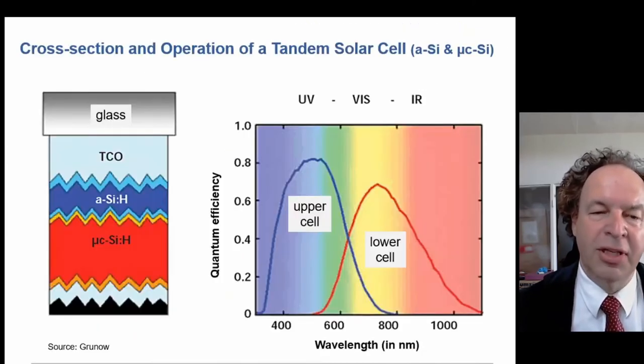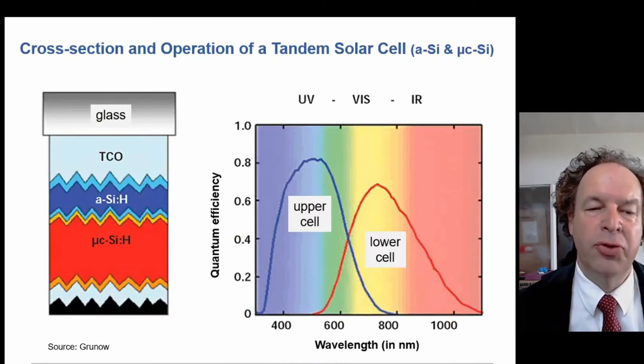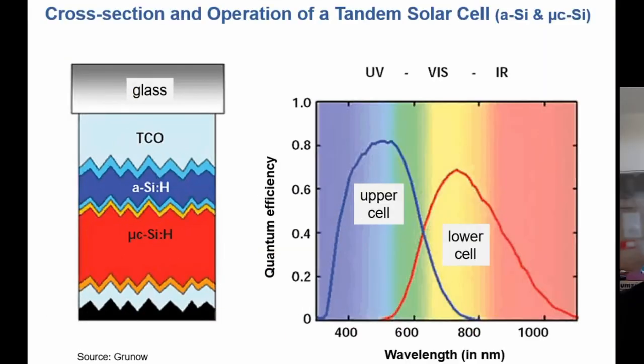This is a so-called tandem cell, so you profit from two cell technologies. Here you see the top cover glass, then a TCO, which means a transparent conductive oxide. This serves as a contact here. Then we have an amorphous silicon solar cell. Remember, this is more sensitive in the blue part of the spectrum. And below that, we have a crystalline silicon technology, microcrystalline technology. This is more sensitive in the red part of the spectrum.